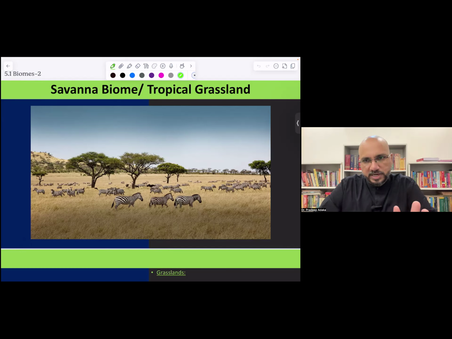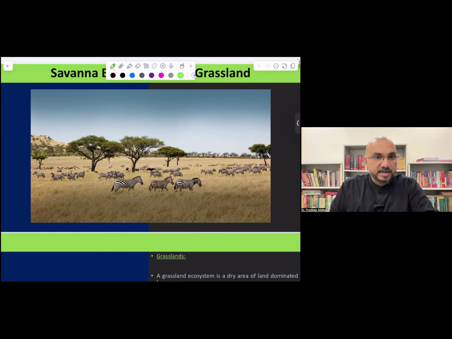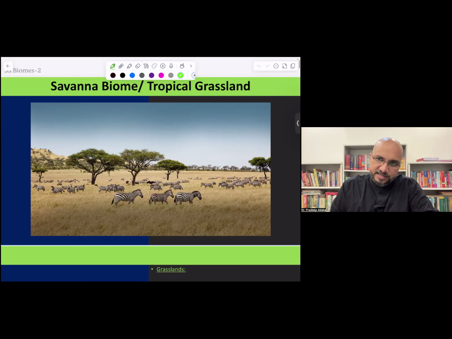I think tundra biome, taiga biome, temperate deciduous forest, it is clear. Now you will have an idea. Okay, so we are discussing ecosystems on a larger scale. Okay, how the biotic and abiotic factors are interacting. Adaptations is the interaction between these factors, right? So next biome is savanna biome or tropical grassland.